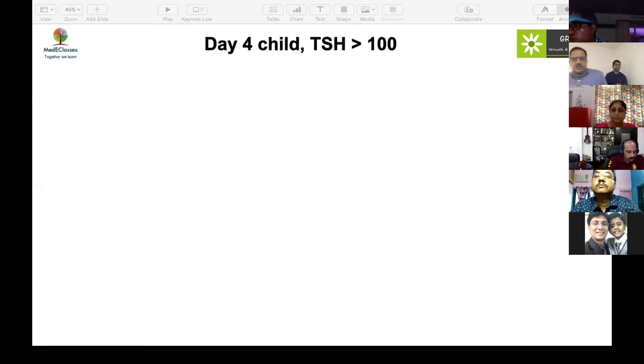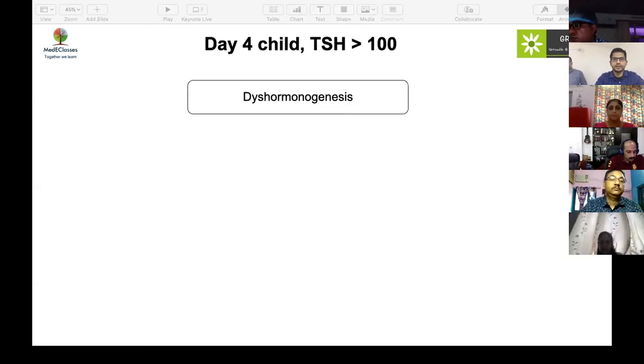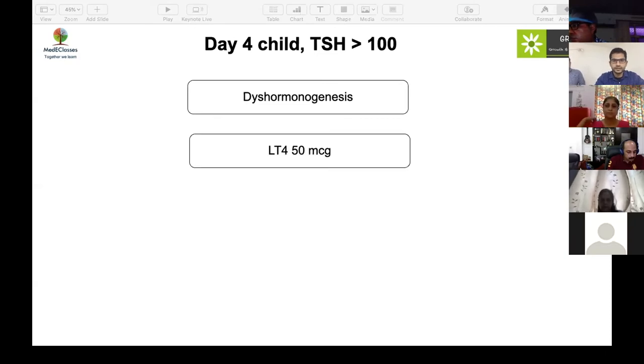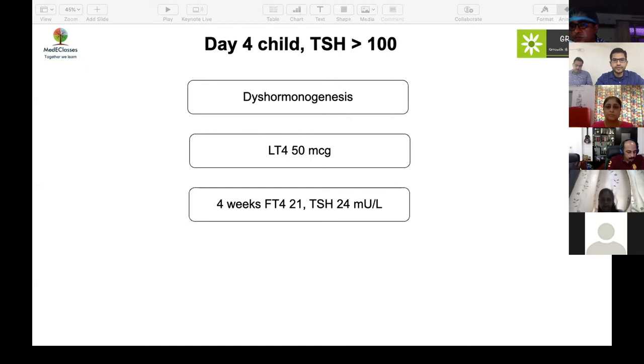And next case, Dr. Pratik. A 40-day-old child came with a high TSH of more than 100 and was diagnosed as dyshormonogenesis. Now, starting on LT4 at 50. Now, at 4 weeks, the TSH came down to 24. However, the FT4 was 21. So, what would be the further plan, sir?